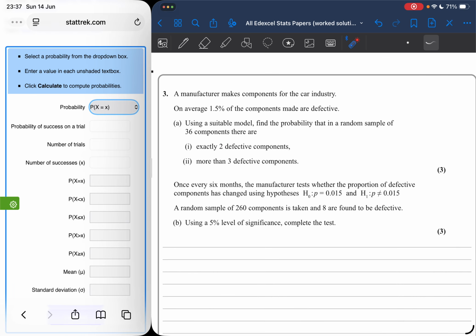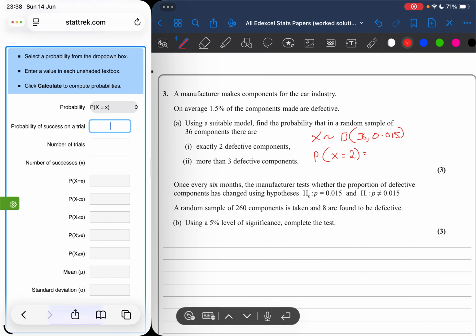Lovely. Number 3, what have we got? On average, 1.5% are defective. So that's going to be a probability, surely. And a random sample of 36. Okay, so what have we got? Let's say that X is distributed binomially, yeah? We had a sample size, 36. We had a probability, 1.5%, so 0.015. Exactly 2 being defective, so the probability that X is equal to 2.